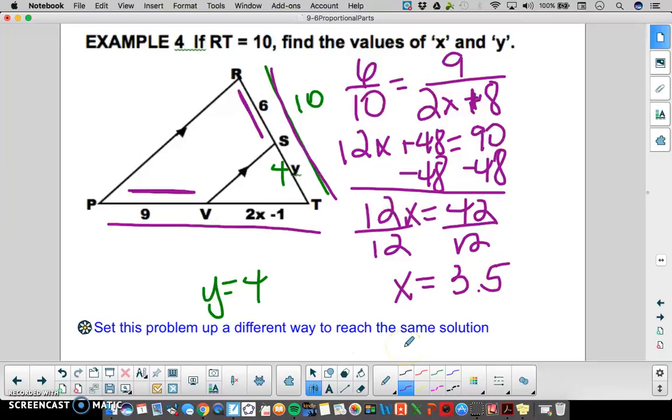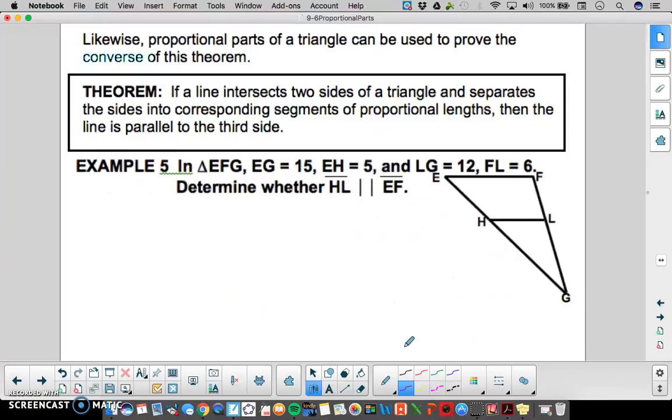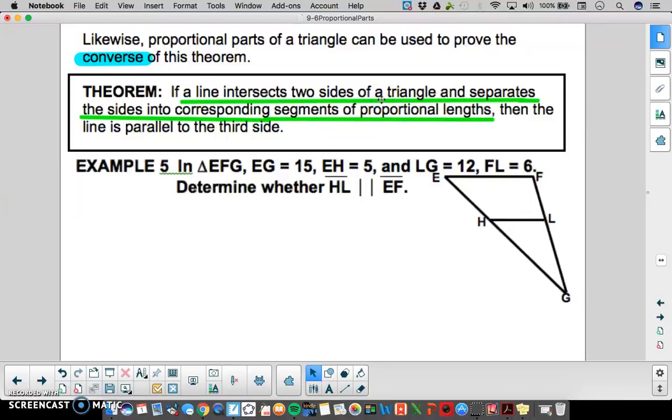Set up this problem in a different way to try and still get that x is 3.5. Now in this example, we're actually using proportional parts in a different way. We're actually looking at the converse of the triangle proportionality theorem. Remember, in the triangle proportionality theorem, we were given that these two lines were parallel, and that meant that we had proportional parts. Notice in the converse, though, we're starting with having proportional parts and proving that those lines are then parallel. So in this triangle, we're given pieces of lines.